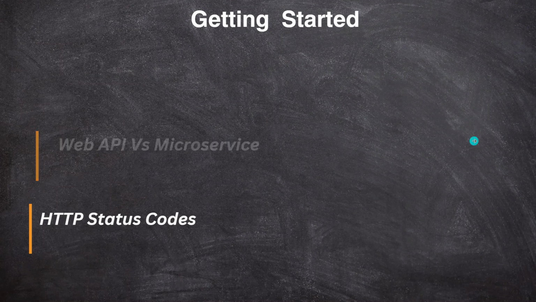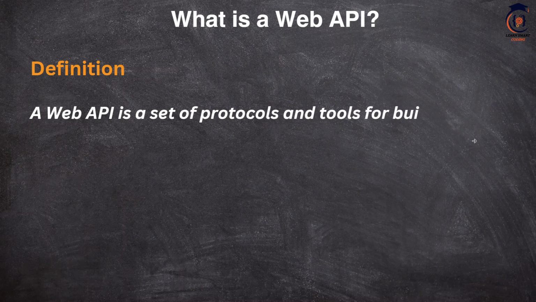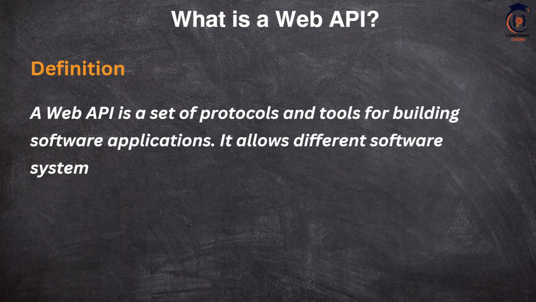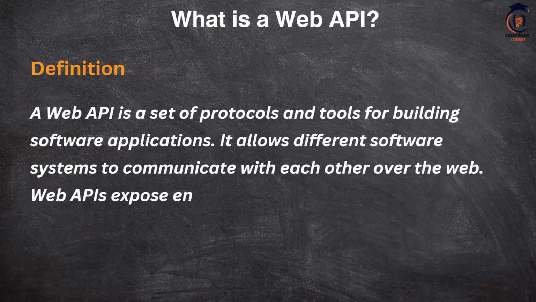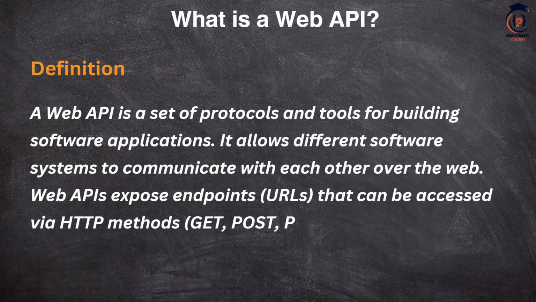So what is Web API? Web API is a set of protocols and tools for building software applications. It allows different software systems to communicate with each other over the web. Web API exposes endpoints that can be accessed via HTTP methods. There are these four important HTTP methods. So let me explain. This is just a definition, right? So Web API is basically, you split this, Web API.